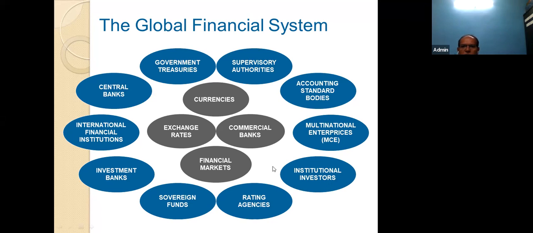Now, the next participant is rating agencies. What is their job? These agencies rate the instruments of a company. Instruments like debentures or public deposits. What do you mean by debenture? What is a debenture?